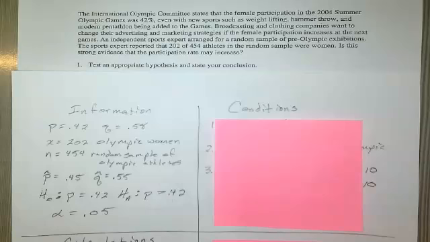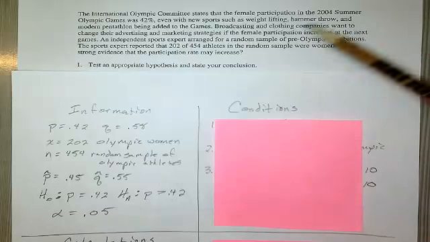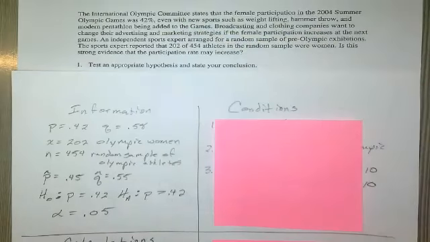Okay, so we've got a new Z-test to look at here. The IOC states that female participation in the '04 Summer Olympic Games was 42%, even with new sports such as weightlifting, hammer throw, and modern pentathlon being added to the games.